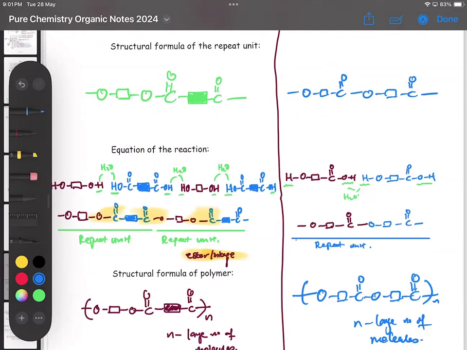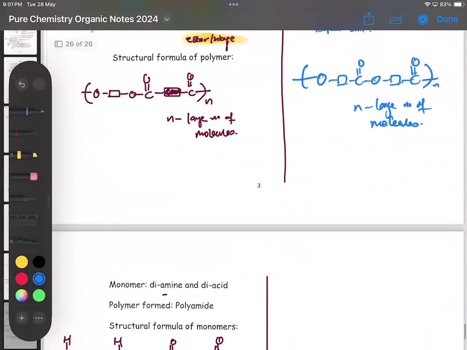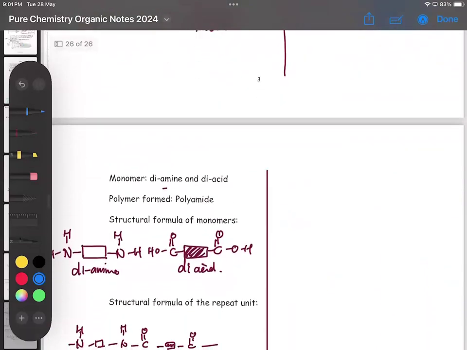Okay, any questions? Okay, no question, we do the same thing, the last part of the polyamide.